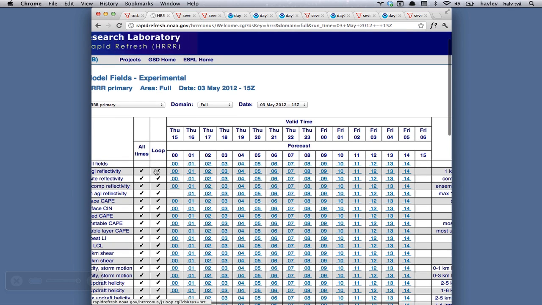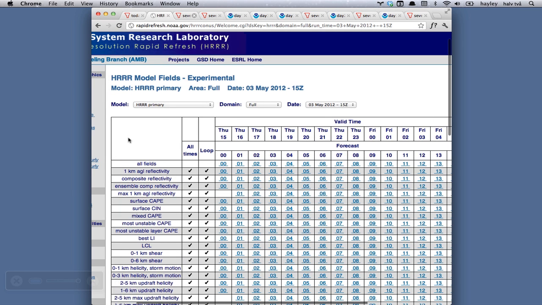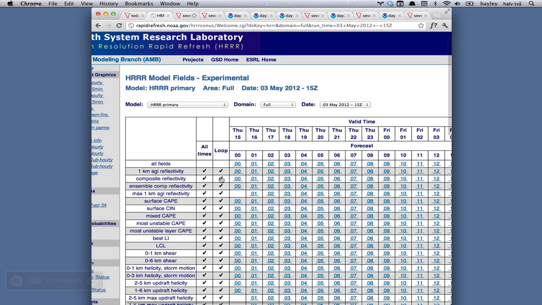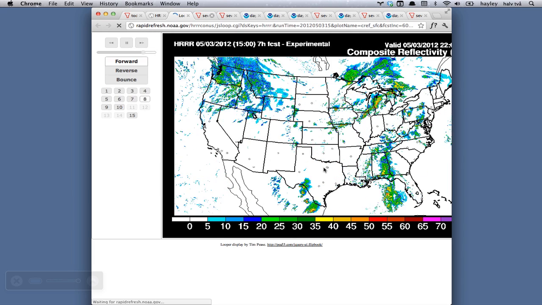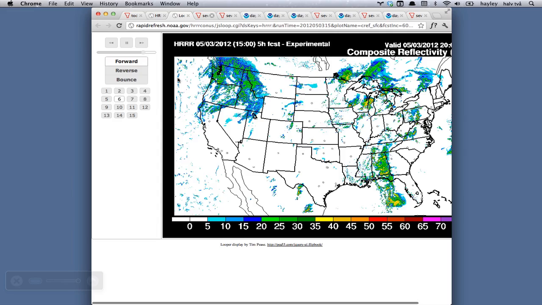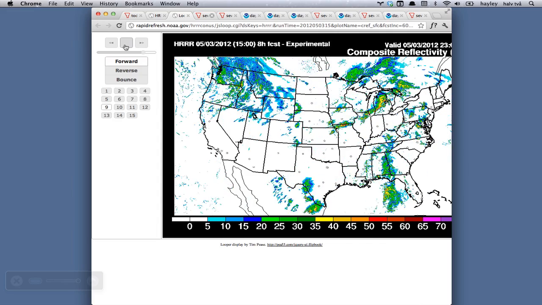But anyway, you can do loop. Whoops, that was the wrong one. A little bit too experimental. What I meant was composite reflectivity. We click on the check mark. Who even knew that was a link? Anyway, so this is, hey, I'm psychic. Now, of course, part of the problem is it doesn't stall, it just quickly bounces back.